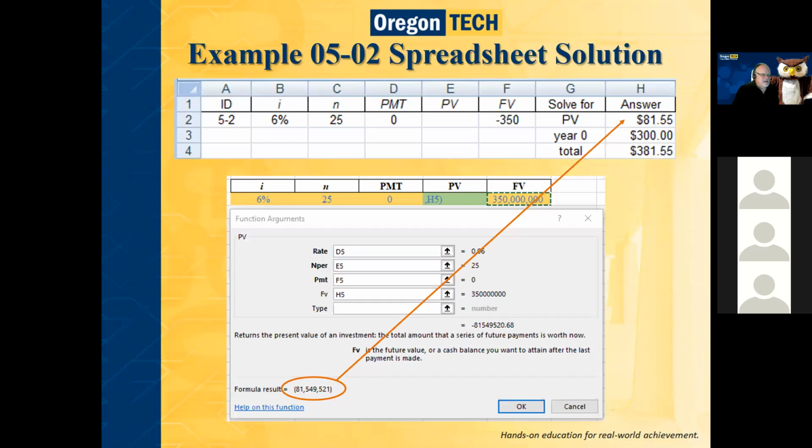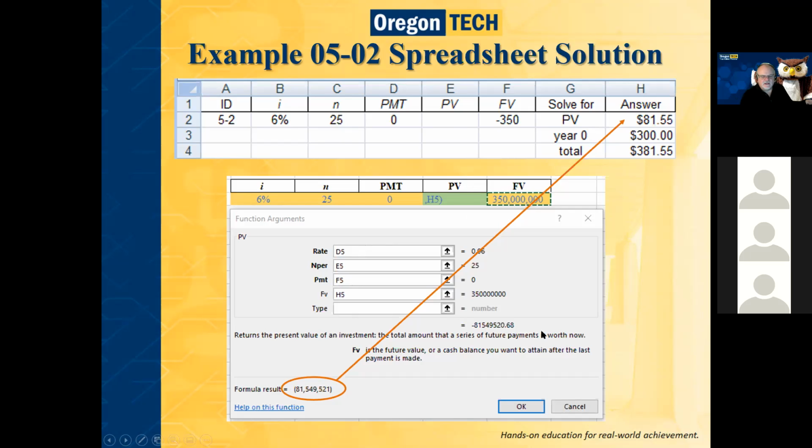here's how I did it in Excel. This is what they showed in the book, but I typed in the $300 million. I said $350 million in the future, and it's 25 years. I had 6%. I threw it into this calculation, and that gives me that 81.549.